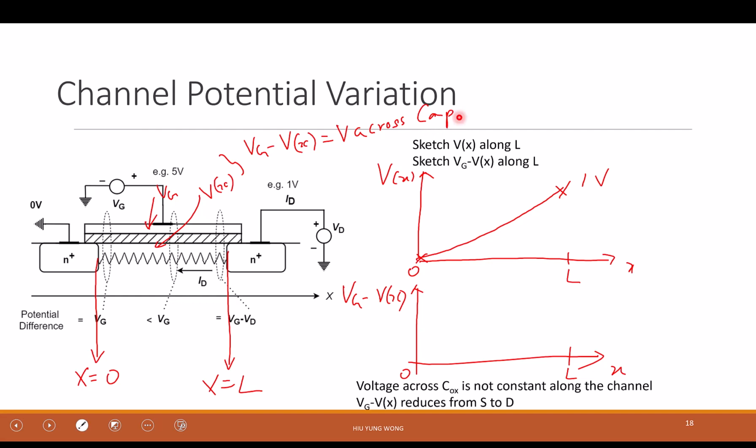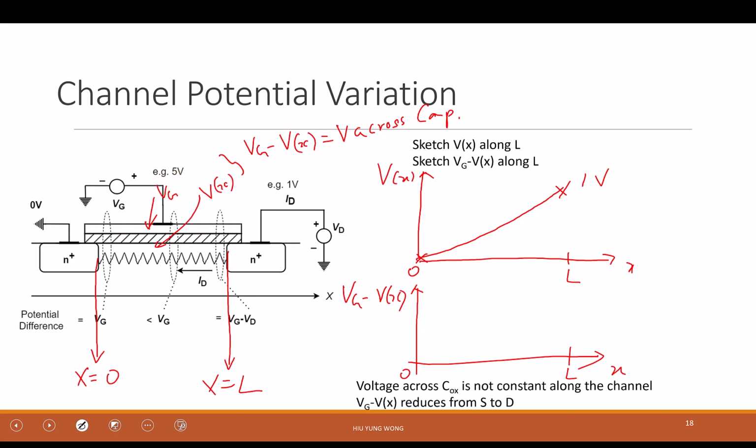Why do I want to do that? Because after that, I want to derive how much electron it accumulates. That can help me to derive the current. Right? This is not difficult. Look at Vx. It's increasing, right? And Vg is constant because this is conductive. It's a metal or a polysilicon. Every point is Vg, 5 volt, right?